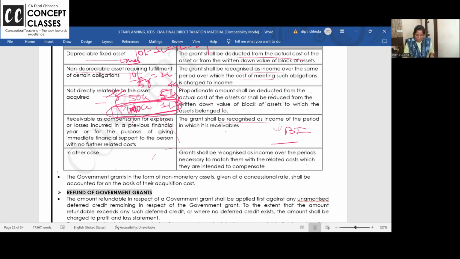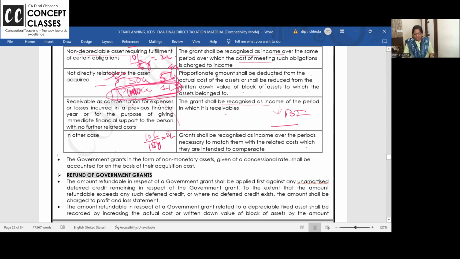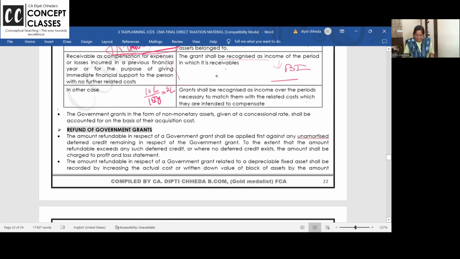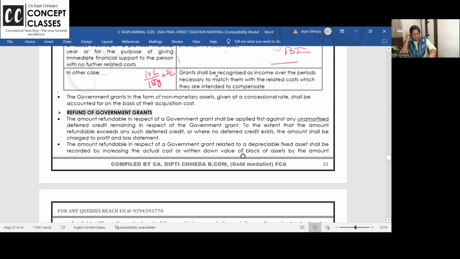So in any other case, if a grant of 10 lakh is received for 5 years, amortize 2 lakh each year; 10 lakh for 10 years, 1 lakh, like this. How many years you have received it for, all details will be there. Clear? Right.